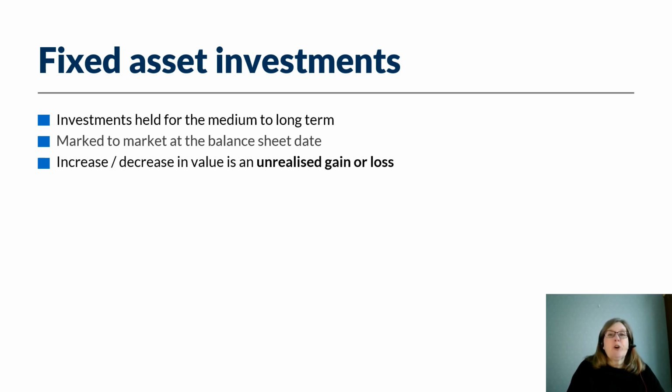Accruals accounting requires that we adjust the amount we show in respect of investments to market value at the date of the balance sheet. So we obtain a valuation of the investments and we adjust the amount we'd previously shown up or down according to how the value has changed. That adjustment goes to our income and expenditure account as an unrealised gain if the value's gone up, or an unrealised loss if it's gone down.